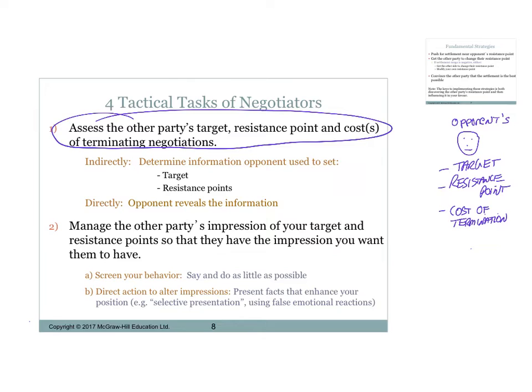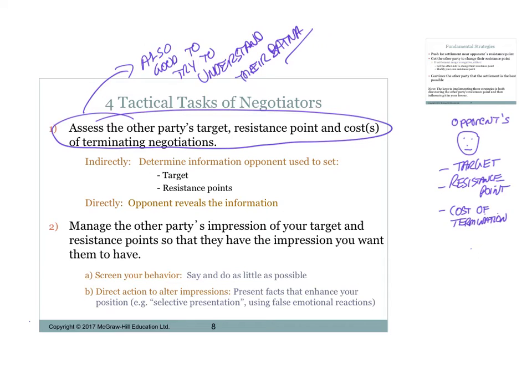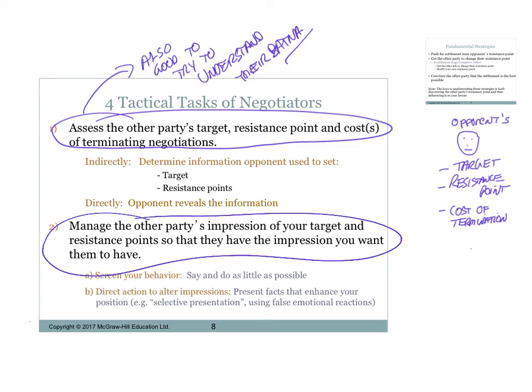In other words, what do they lose if the negotiation doesn't go through? And there are also sometimes direct pieces of information that you get. Sometimes your opponent will reveal certain information. If you have a good working relationship, this is not unusual. And so these 2 ways, directly and indirectly, will help you assess the other party's target, resistance point, and cost of terminating. The next one is to manage the other party's impression of your target and resistance point so that they have the impression you want them to have. So this means that you're presenting information in a way that leads them to believe in a way that helps you get what you want out of the negotiation.